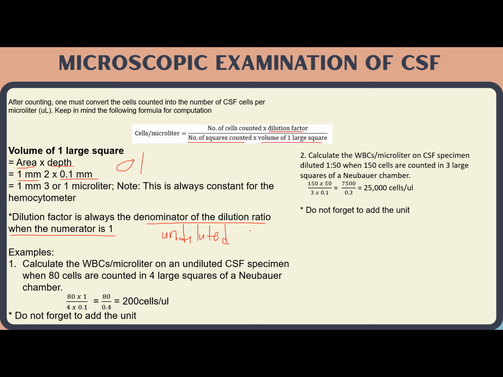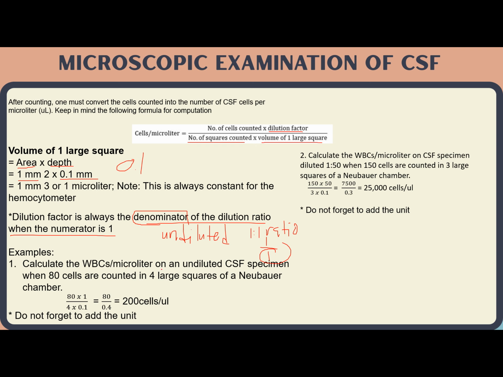Kapag undiluted siya class, 1 is to 1 yung ratio. Now, if you try to convert this into fraction, yung first number here on the left would be the numerator, while the second number would be the denominator. So in this case, class, dilution factor is always the denominator. So if that's in the problem, ang dilution ratio mo, kapag undiluted ka, would be 1. So take a look at this example.